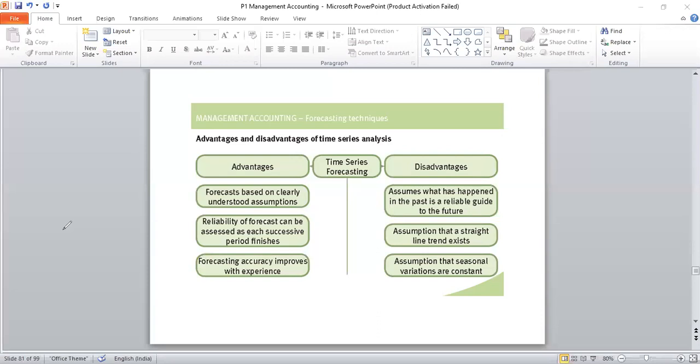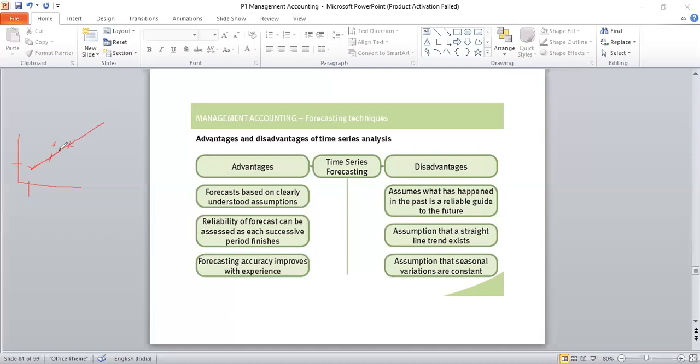Assumption that a straight line trend exists. So whenever they establish the trend, that is plotted on a graph paper. At this activity level, what is the cost? Something like this they establish, even if it is not in a straight line also, even if some are slightly away from that, most of the values are in the straight line, a line is connected here, so they understand that this is the pattern in which they are growing.